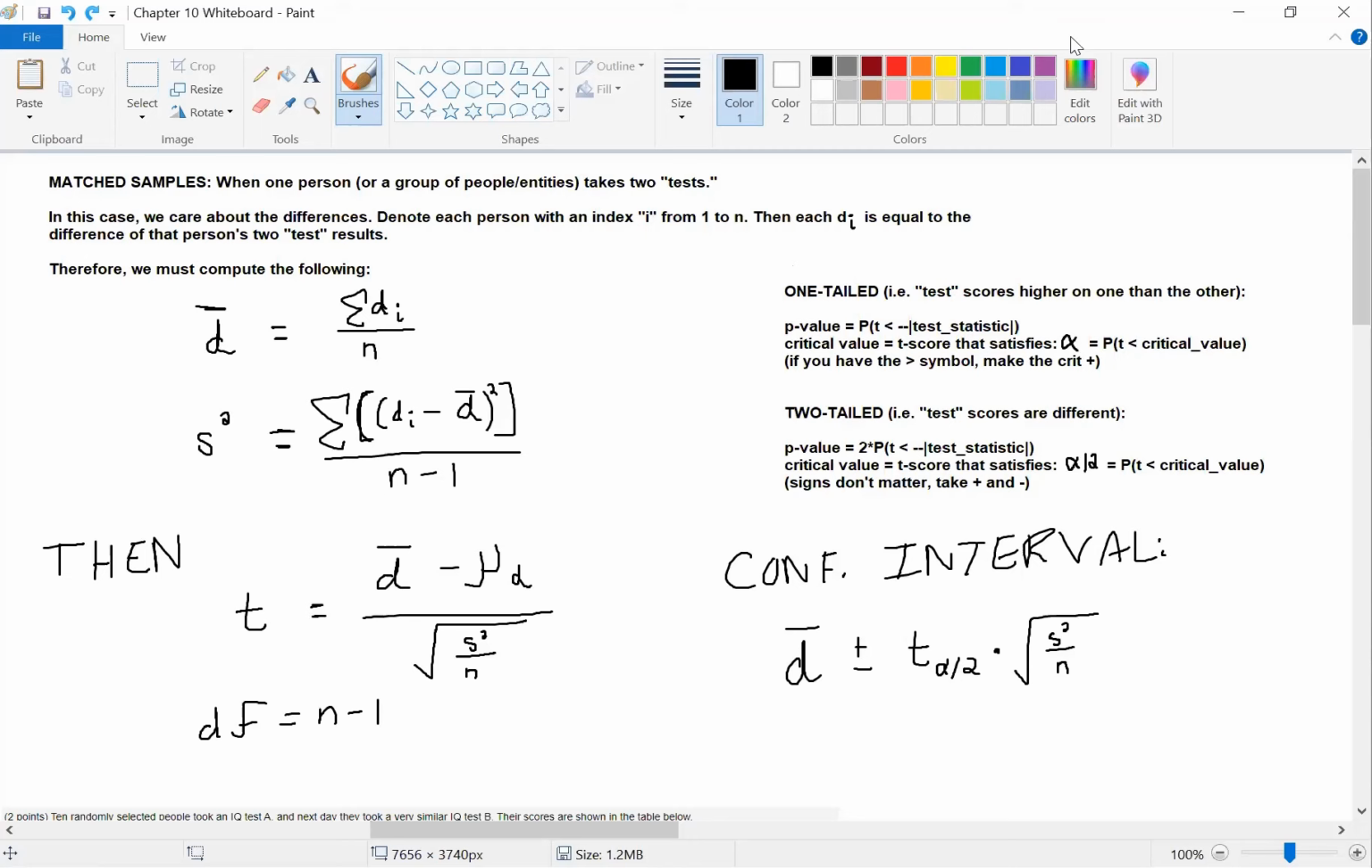Oh, this mu d, you're given it in the problem. So for example, usually this mu d will be 0. So we're trying to see whether or not they're different. Sometimes you want to see how significantly different. So for example, you might know they're different, but you want to get a lower bound on how different they are. But the mu d will come from your hypothesis test. Usually it'll be 0, not always.